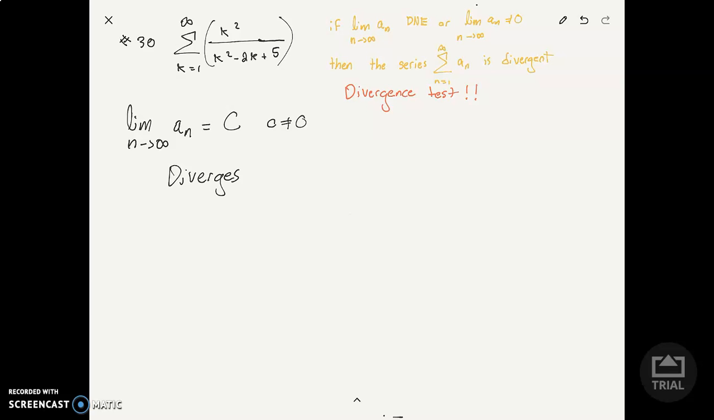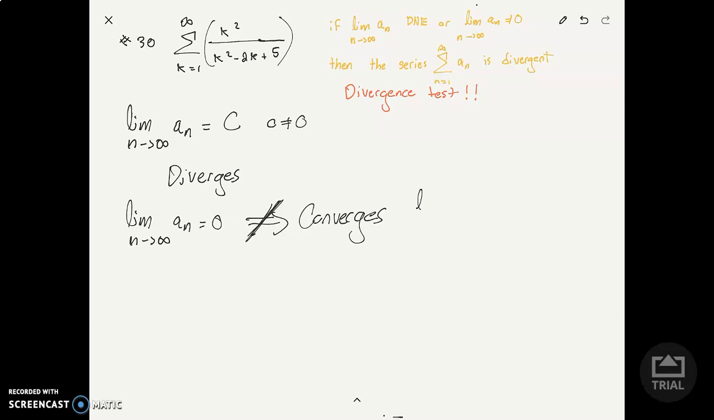this does not mean that if the limit as n approaches infinity of a sub n equals 0, that implies the series converges. It does not, big not, imply converges. And this is a common mistake. It's a logical fallacy. You're assuming the inverse, basically, which is not true.